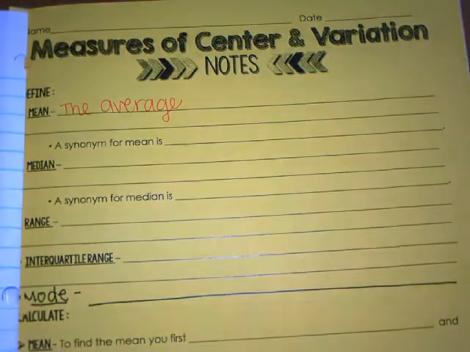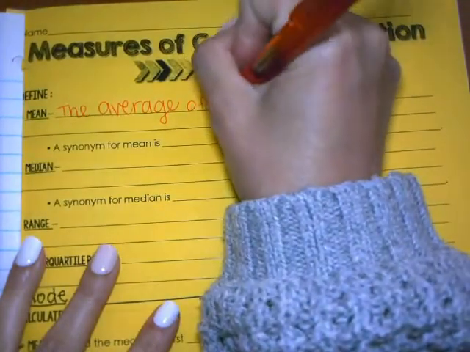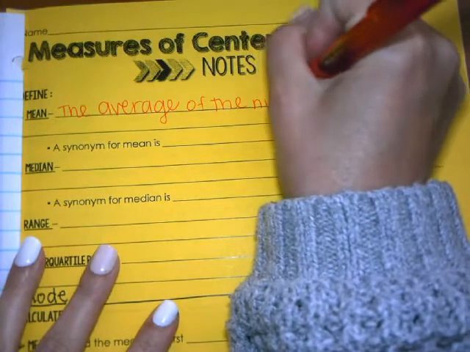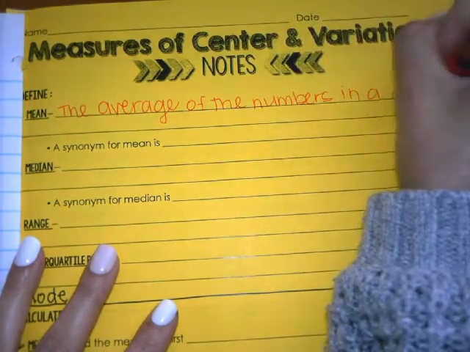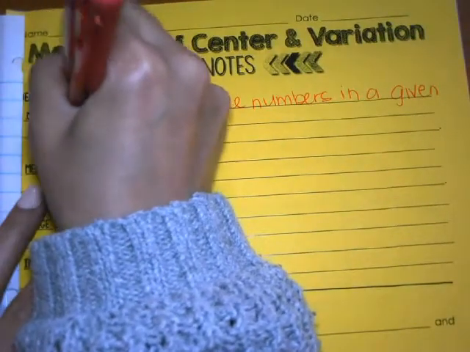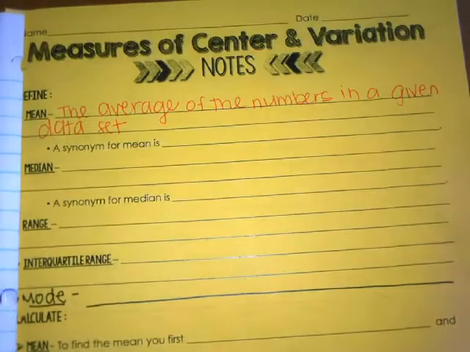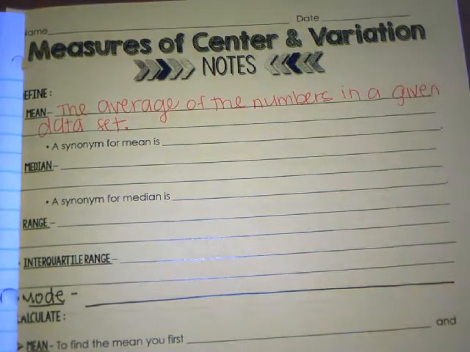Make sure I have your definition exactly how I want it worded. So it is the average of the numbers in a given data set.